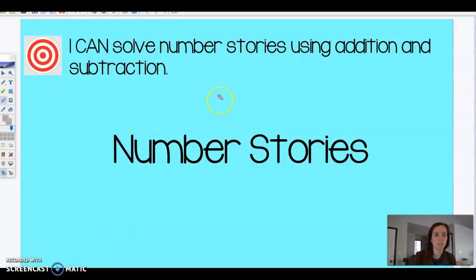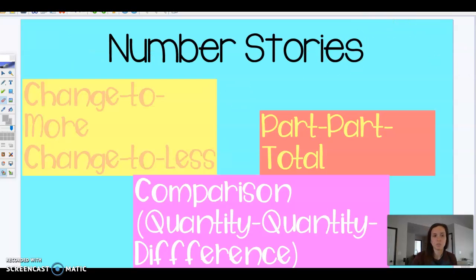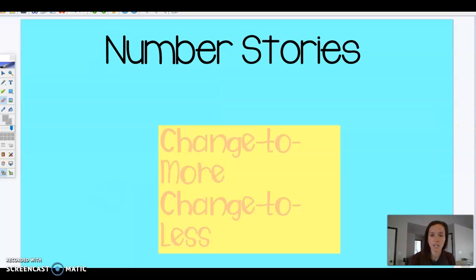Here's our target: I can solve number stories using addition and subtraction. Your number story models are change to more, change to less, part, total, and comparison, which is our quantity difference. Hopefully we remember all those models. Today we're just going to work on change to more and change to less.